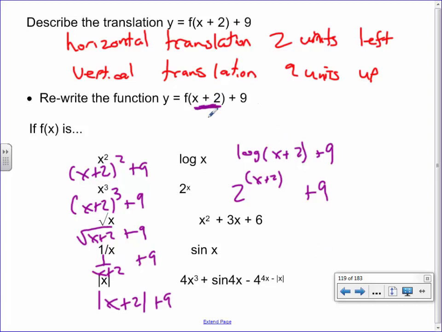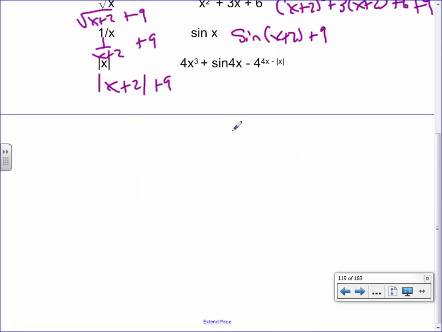This goes where all of the x's are, and then when you're done, add 9. So this one's going to be (x + 2)² + 3(x + 2) + 6, and then when you're done, add 9. On an example like this one, by the way, you could factor, FOIL, and do all that stuff, but we won't bother right now, but you could. This would be sine of (x + 2), then add 9. So now for the really crazy one.